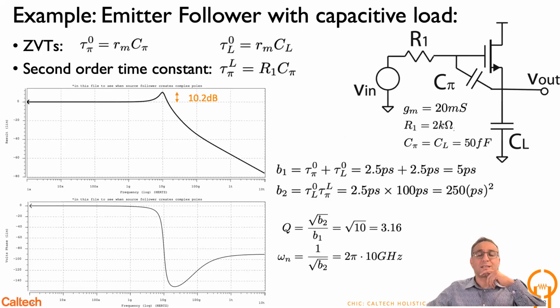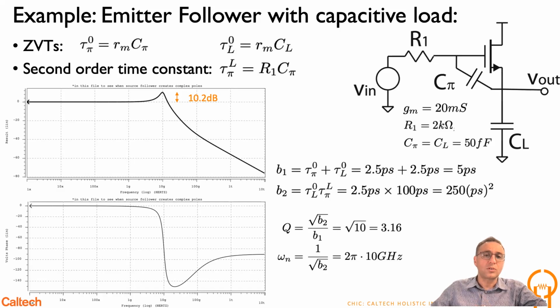Here's an example. It's a simple, a little bit contrived example, but it's a good example in the sense that you have a circuit which is a follower driving a capacitive load. Of course, you can have a current source here to bias it, so we are not showing that. Then you have a Vin, a source resistance of 2 kilo ohm, and you have C pi and CL. You're not including C mu in this calculation. So you have two ZVTs, two zero value time constants: tau pi 0, which is the resistance seen by C pi times C pi, and tau L0, which is the resistance seen by CL times CL.